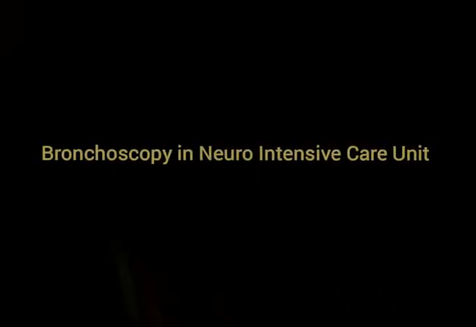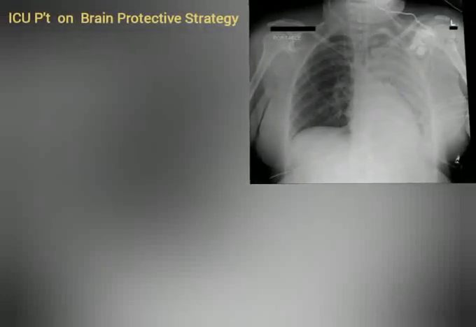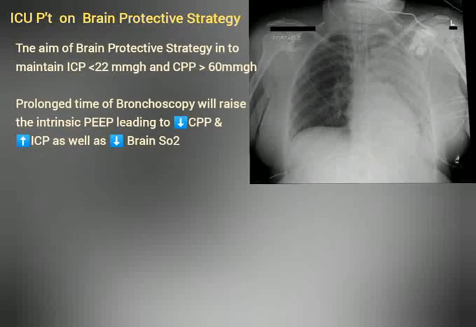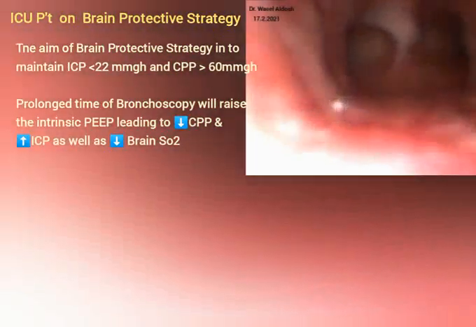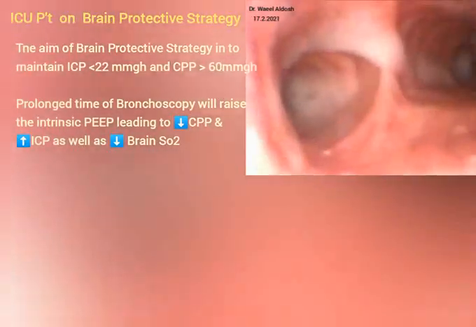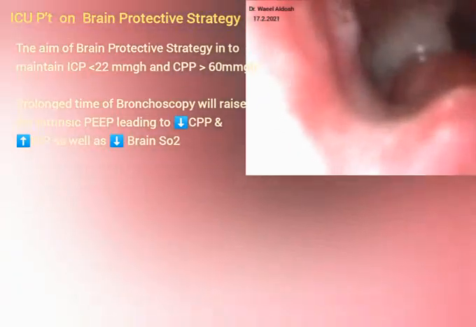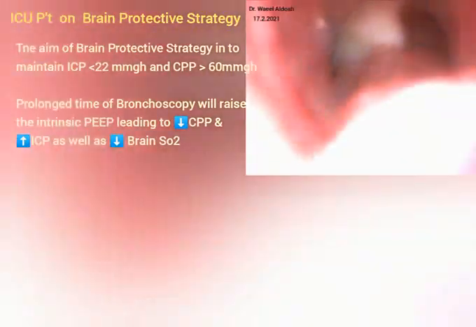Let us see the bronchoscopy procedure setting in the neuro-intensive care unit. All neurologic intensive care unit patients are on a brain protective strategy, like traumatic brain injury. The aim of the brain protective strategy is to maintain intracranial pressure less than 22 mm mercury and cerebral perfusion pressure more than 60 mm mercury. Prolonged bronchoscopy time will raise the intrinsic PEEP, leading to decreased cerebral perfusion pressure and increased intracranial pressure, as well as decreasing brain oxygenation.